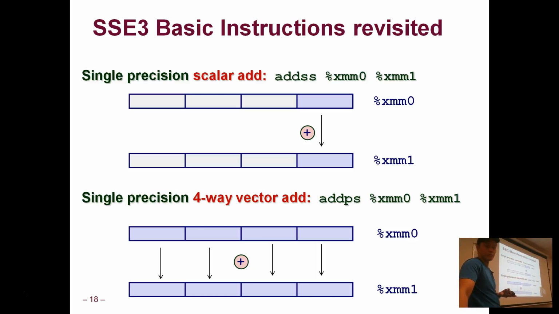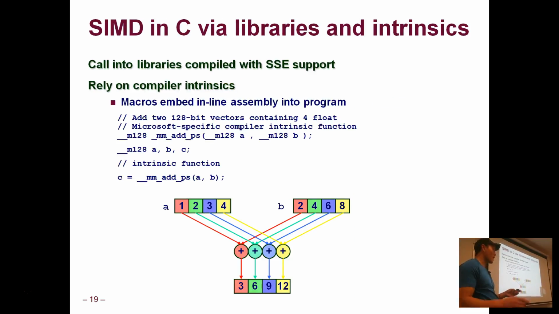Yeah. Okay. So how do you get at this? I'm building you up to actually using this. Yeah, I've got 30 minutes. So one way to do this is to find libraries that have been compiled with SSE support. Find someone else who has optimized their code to use SSE, and then use that code.